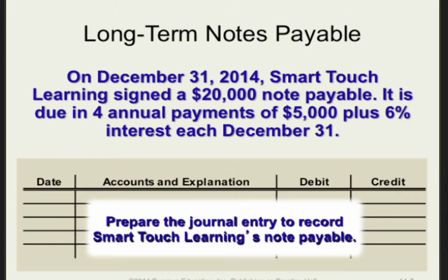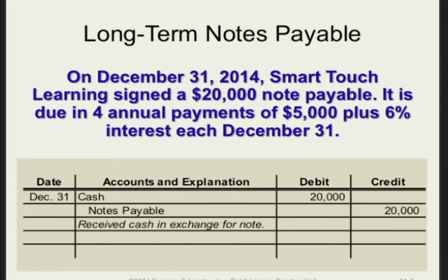Well, this is what that would look like. For the borrowing, you would just record a debit of $20,000 cash because you're receiving that, and a credit of notes payable for $20,000. At this point, the moment that the note payable is in effect, there is no interest accumulated.